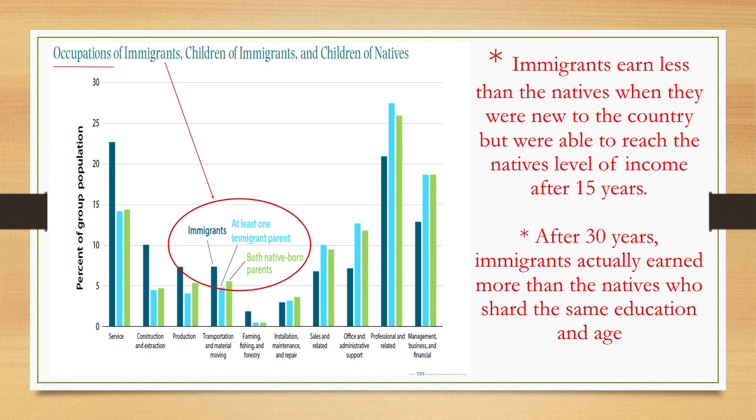Some studies on the effect of immigrants on the labor market have revealed that immigrants in the US earned less than the natives when they were new to the country, but were able to reach the natives' level of income after 15 years. Then, after 30 years, it was found that the immigrants actually earned more than the natives who shared the same education and age.